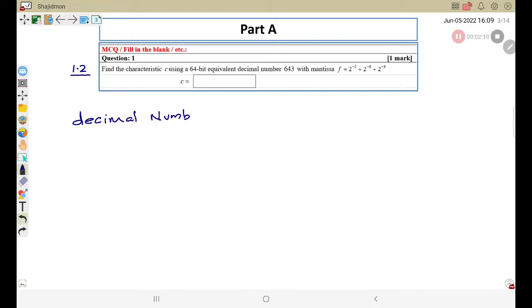Decimal number equals (minus 1) power s multiplied by 2 power (c minus 1023) multiplied by (1 plus f). Now whatever number is given in the question, we just substitute. The decimal number given in the question is 643. So 643 equals (minus 1) power s. What will be the s number?